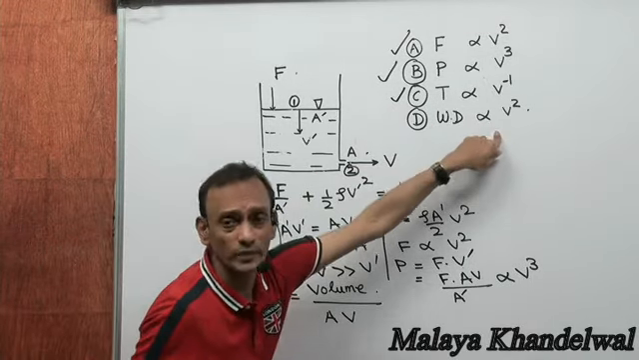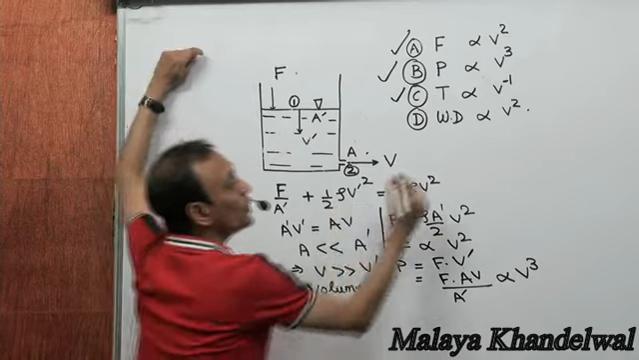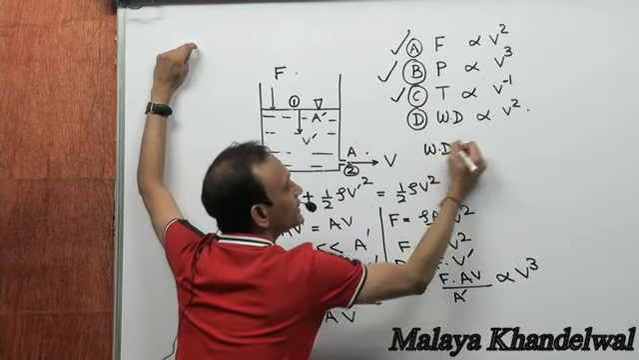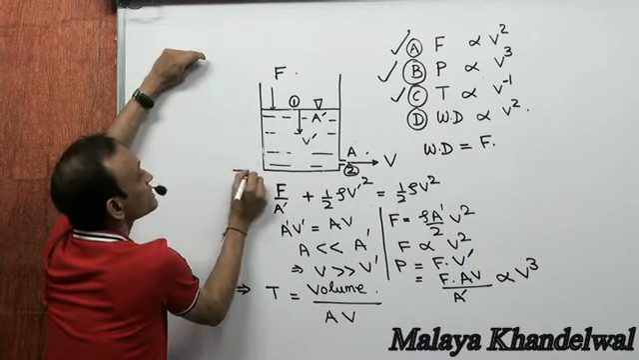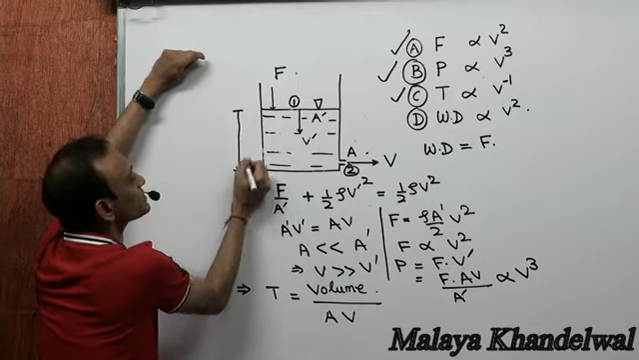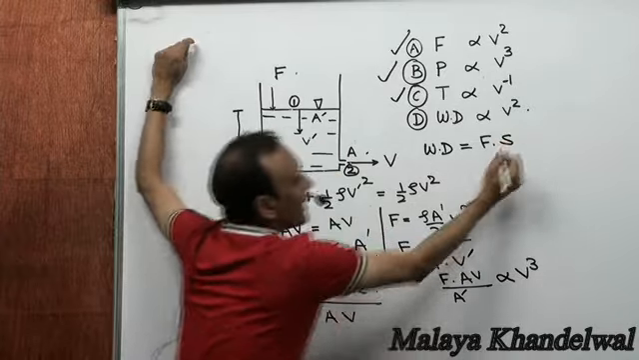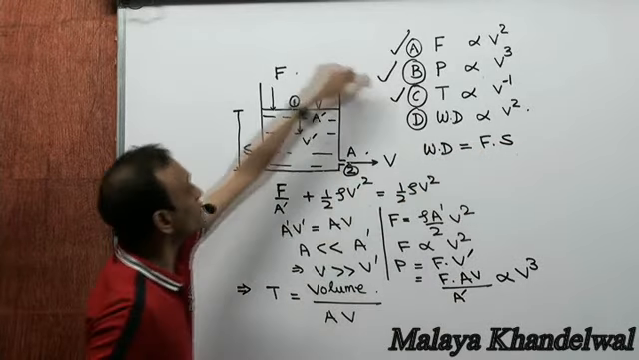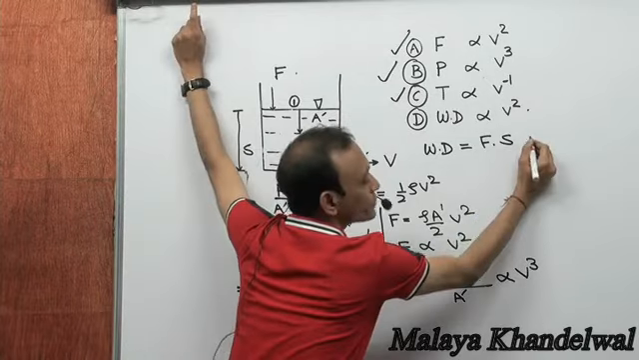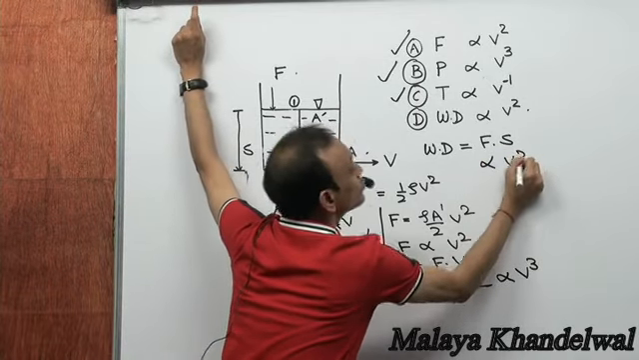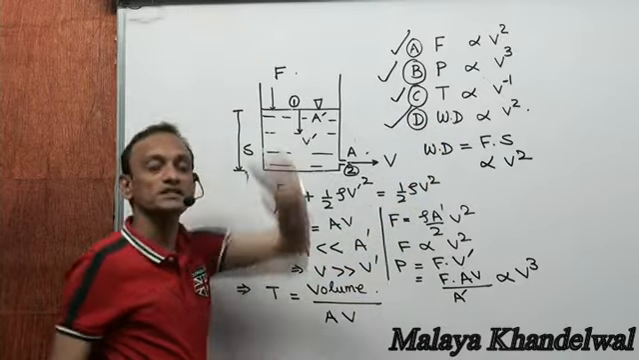Now, work done to empty the tank by this force. Work done would be force into, let's say, this displacement. This is the displacement S. And force is proportional to V squared. This F, as we have already witnessed, is proportional to V squared. So work done to empty the tank is also proportional to V squared. That makes option D also eligible.